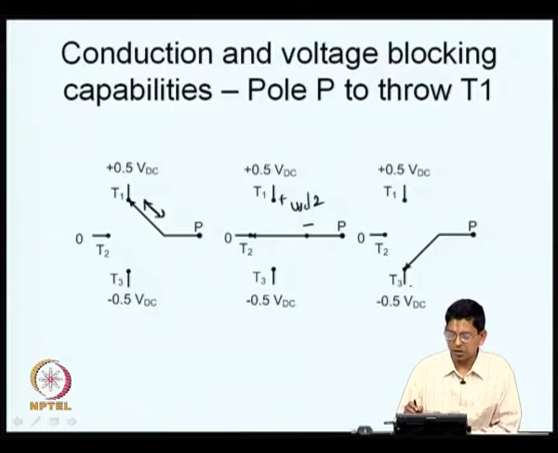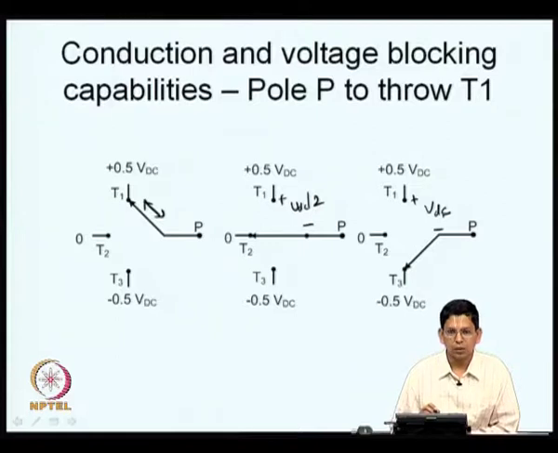If you take the third state, again the switches or the devices between P and T1 are in the off state, and they are blocking a potential. Earlier it was VDC by 2, now the potential is VDC. So, this is what you need now. You need a switch between P and T1 which can conduct in both the directions, and it can block a potential with this polarity as indicated here, with plus and minus of DC bus voltage. I mean the voltage equal to DC bus voltage now.